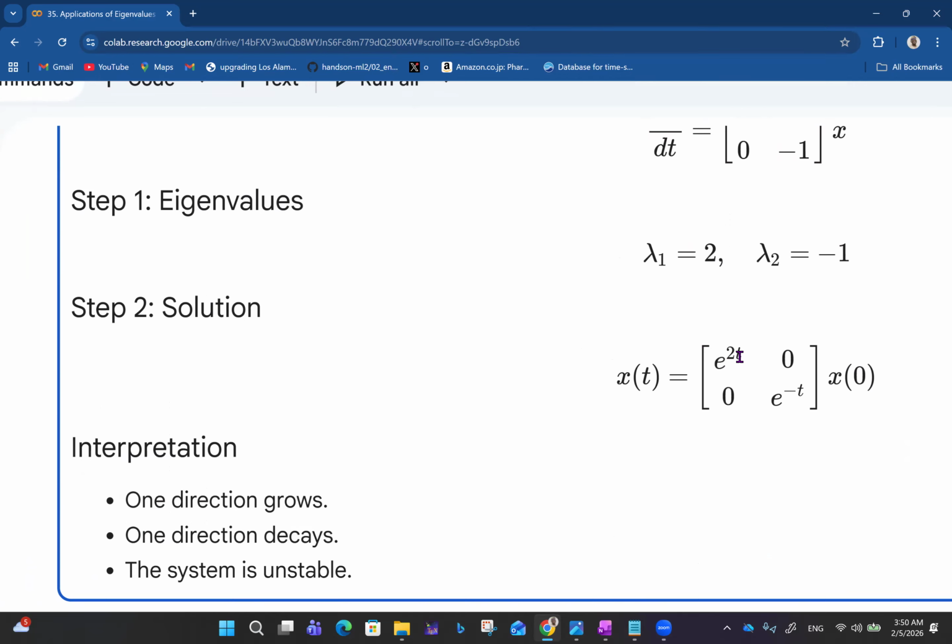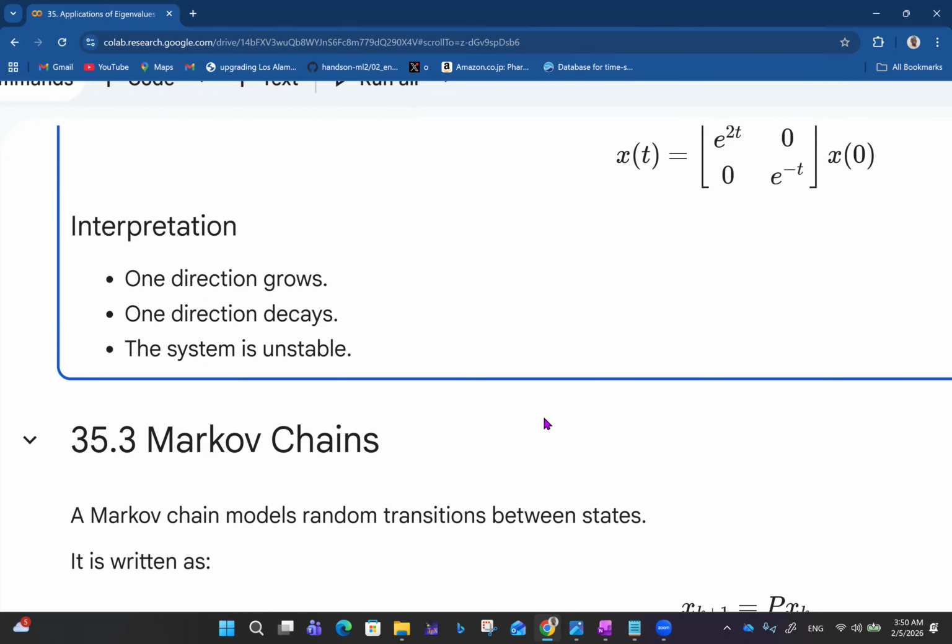Of course, the system will tend to move more in the direction of explosion. The growth is faster than the decay. But overall, the system is not stable.